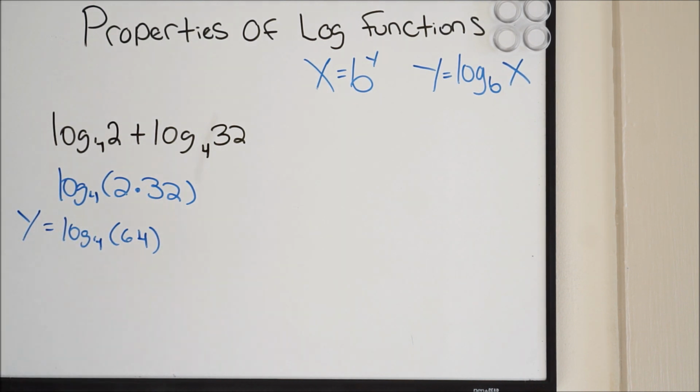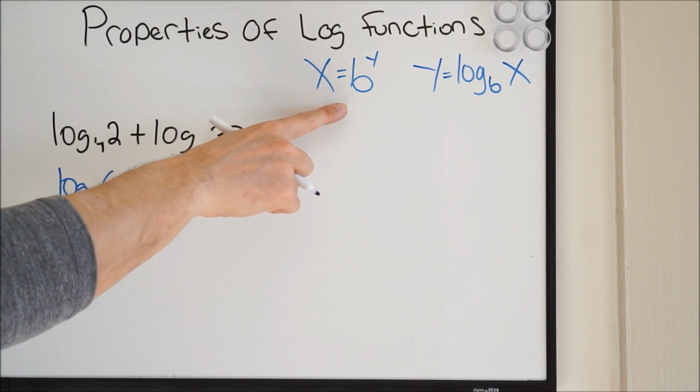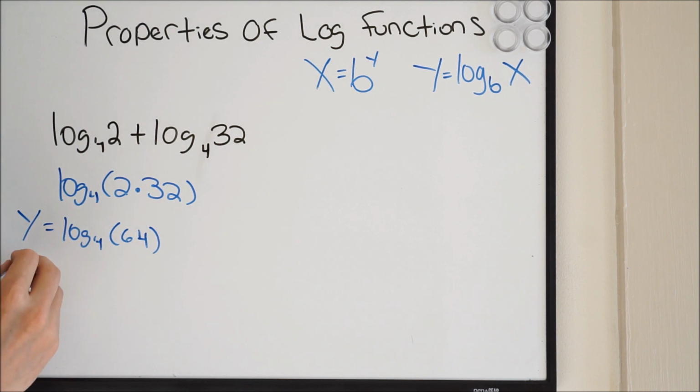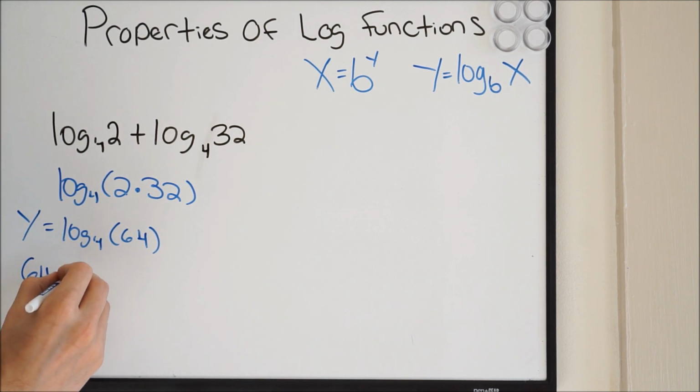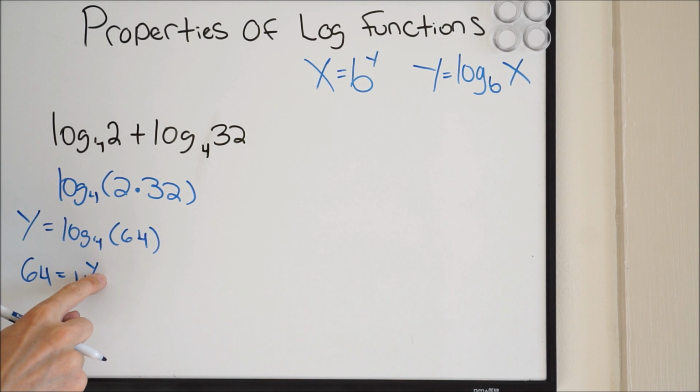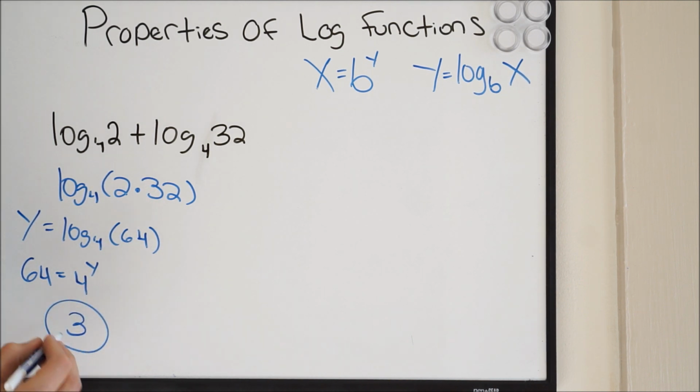When we want to evaluate this, we put it into its exponential form. So we simply rearrange this now using this. So this becomes 64 equals 4 to the y power. What do I need to plug in for y now in order for this to equal 64? Well, in that case, it's going to be 3, right? 4 to the third power will be 64. So your answer here would be 3. You need to put in a 3, right? So again, we just evaluated this using properties of log functions. So let's try another one. Okay.